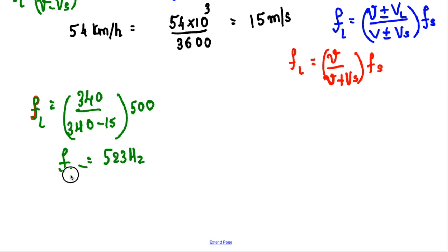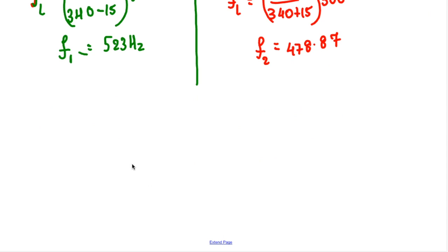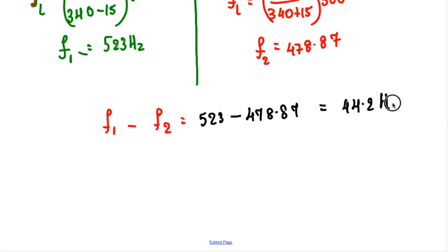Let us call it frequency 1. And here FL equals 340 upon 340 plus 15 into 500, that will give you F2, which equals 478.87. Now taking the difference, F1 minus F2 equals 523 minus 478.87, that will give you 44.2 Hertz.